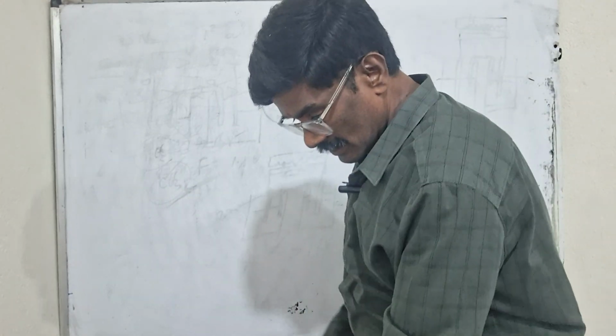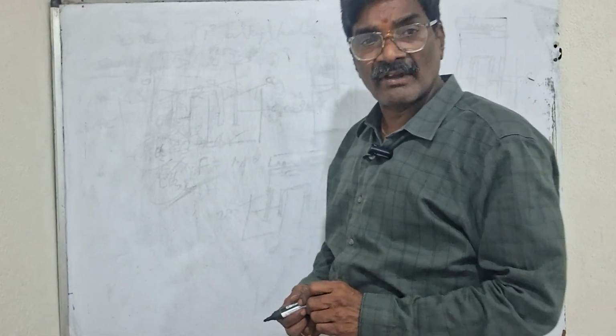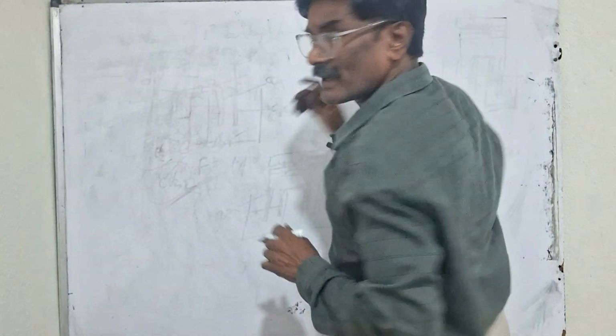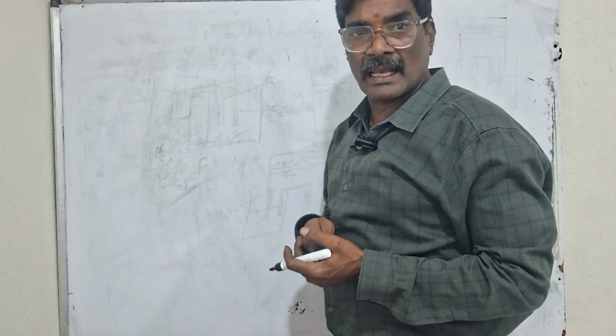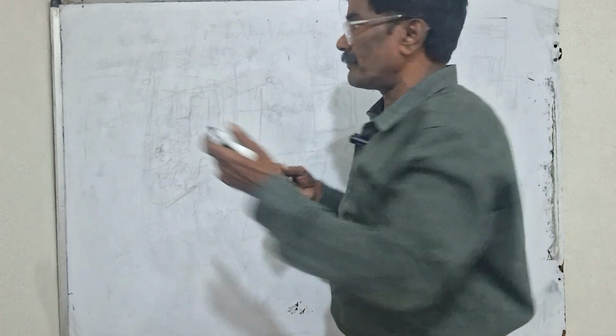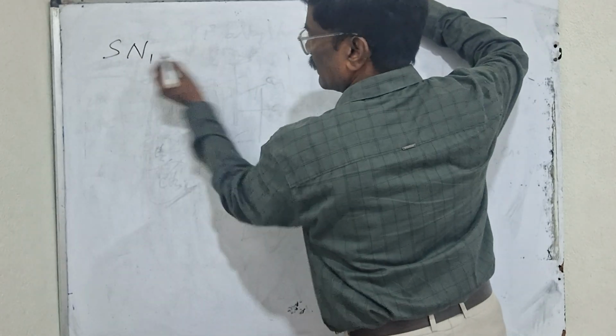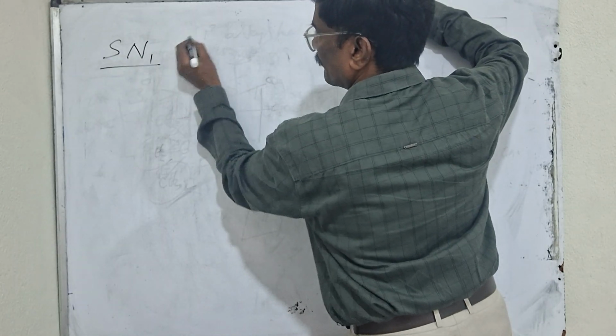Hi. Now we discuss the SN1 mechanism. There are two mechanisms especially in alkyl halides, SN2 and SN1. Let us talk about SN1 reactions or mechanism.